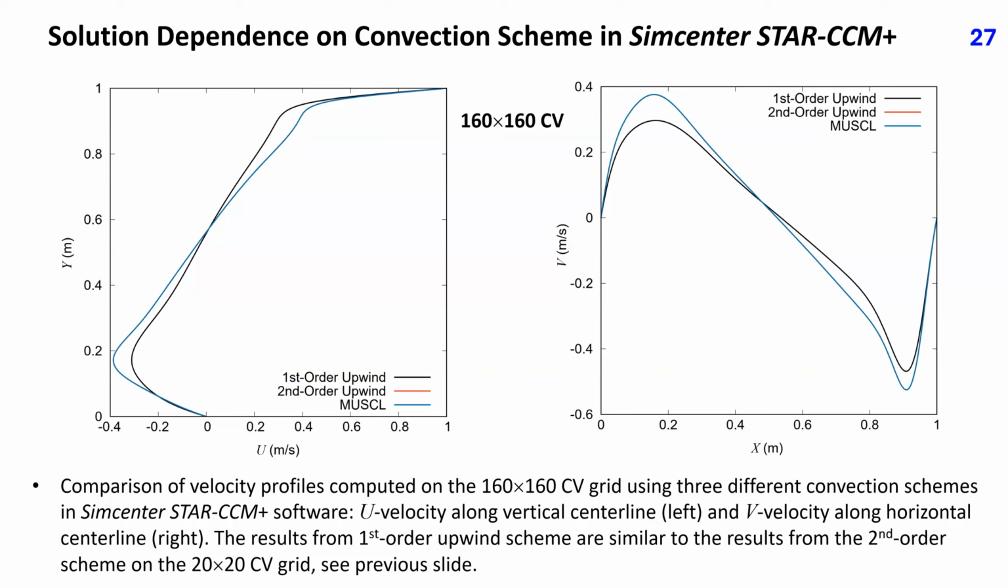There is no difference between solutions obtained using MUSCL and second order upwind scheme. The first order upwind scheme is obviously over-diffusive. To reach the accuracy of the second order scheme on the 160 by 160 cells grid, one would need, with the first order upwind scheme, about 10 times more cells in each direction.